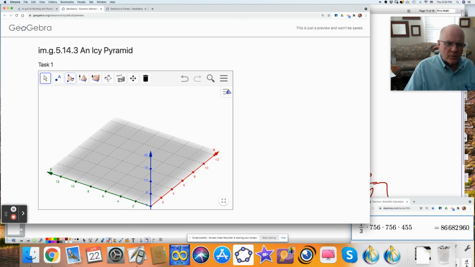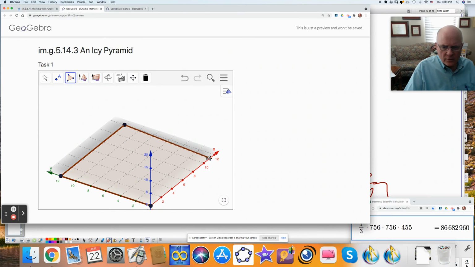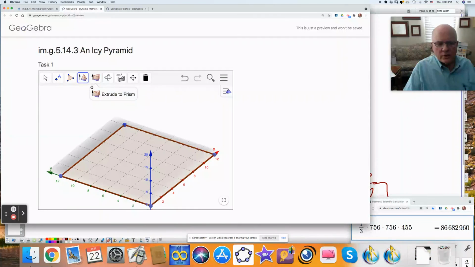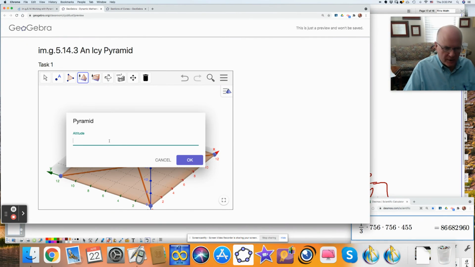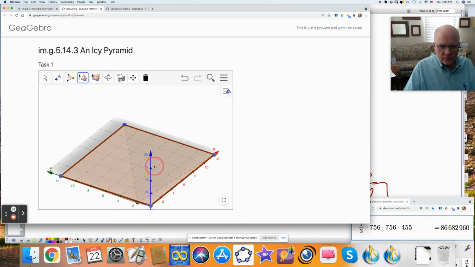And now I'm going to put in a rectangle. You can try this on your own. This is really cool. I go all the way over to 12 here and all the way to 12. You have to go back to the starting point to finish the rectangle. Then I'm going to extrude, not to a prism, but to a pyramid. So I click in the middle of it, and I want it to be a height of 15.